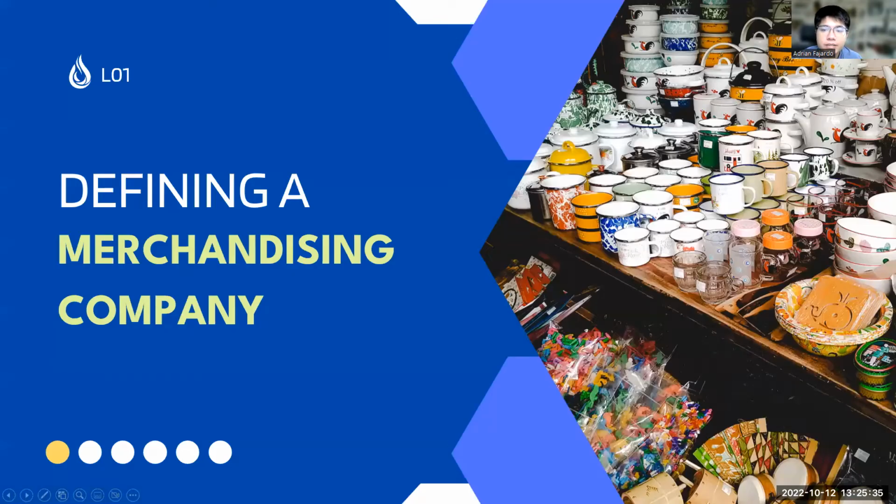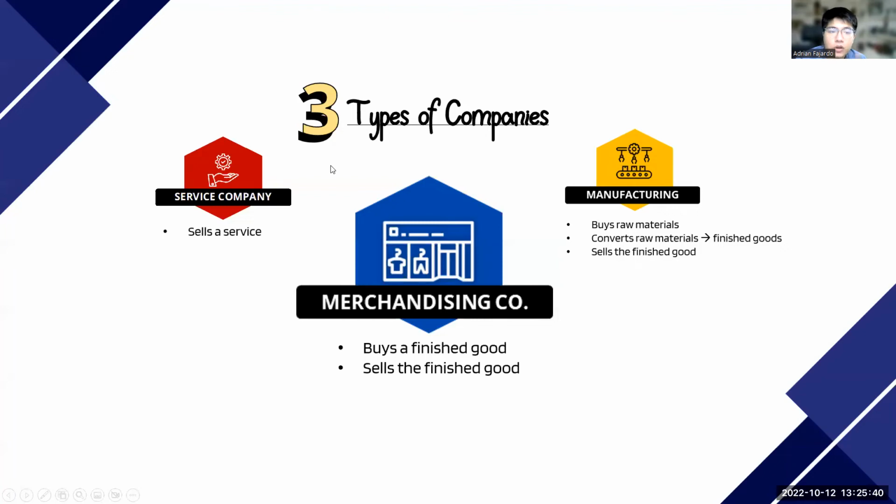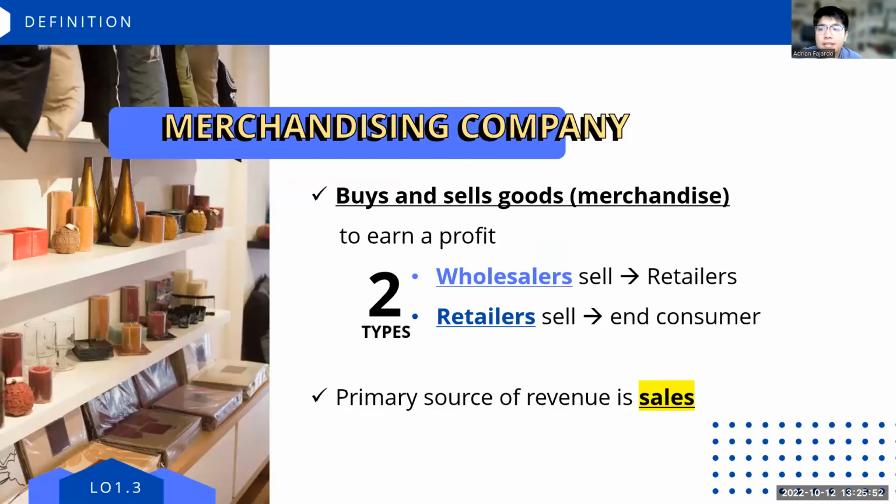So again, we started our lesson with defining ano nga ba yung merchandising company. And in order to do this, we actually took a look at the three different types of companies. So service company, manufacturing company, and then merchandising company. And ultimately, what we said is that what sets merchandising companies apart is that they buy and sell goods or what we call merchandise. So basically, they do a buy and sell. And these merchandises are what we call inventory. So kindly take note, there are two types, your wholesalers and your retailers. So si wholesalers sell to other retailers, so B2B, and then si retailers sell directly to consumer or B2C.